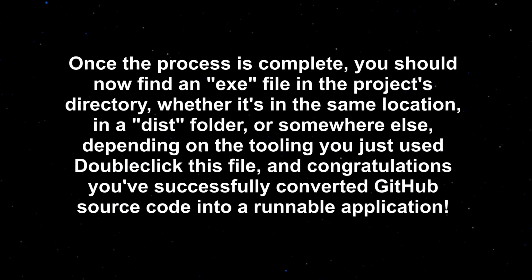Once the process is complete, you should now find an Exe file in the project's directory, whether it's in the same location, in a dist folder, or somewhere else, depending on the tooling you just used. Double-click this file. And congratulations, you've successfully converted GitHub source code into a runnable application.